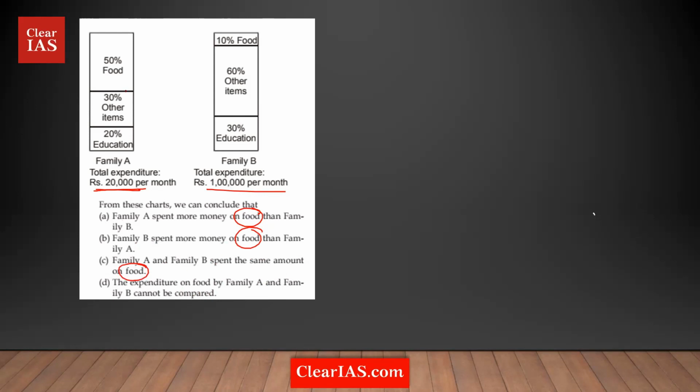So can you tell me how much amount family A is spending on food, without calculation? 50% of 20,000 is nothing but how much? 10,000, right? This is for family A. What about family B? Food is 10 percent of 1 lakh. You divide by 10, that is nothing but again about 10,000. So option C would be the right answer in this case.